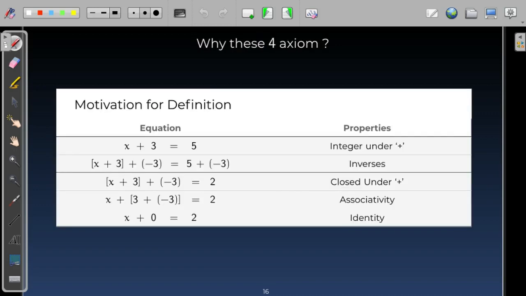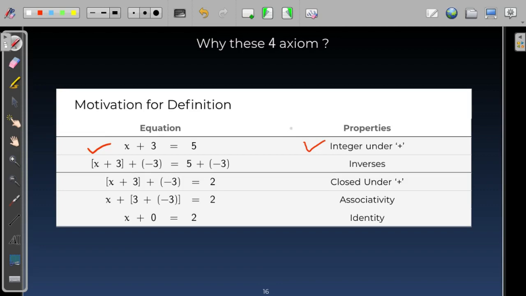Okay, so why these 4 axioms? You can see that these axioms are there for us because we are going to use any field for solving equations. So we are going to start with the simplest equation. So let's solve this equation: x plus 3 is equal to 5, and the group that we are considering is integers under addition.